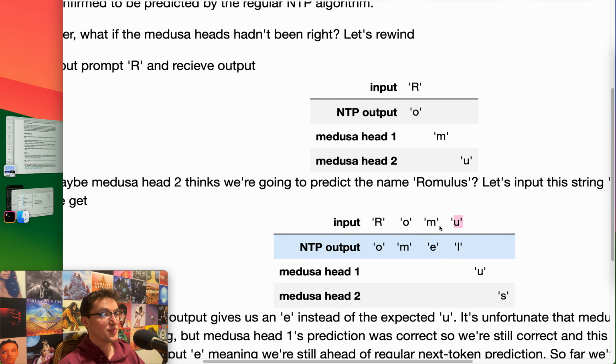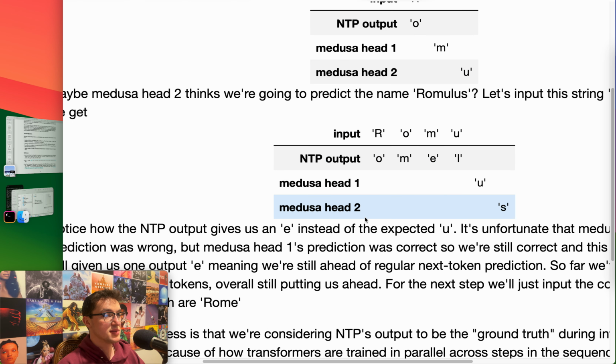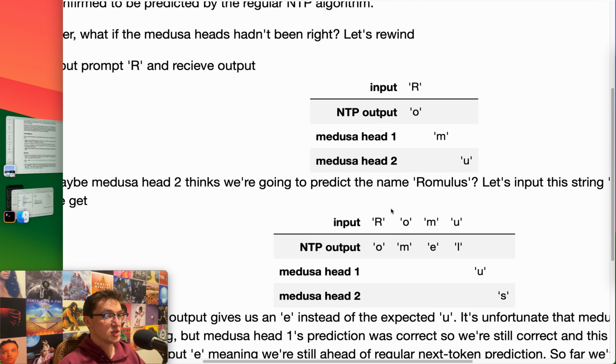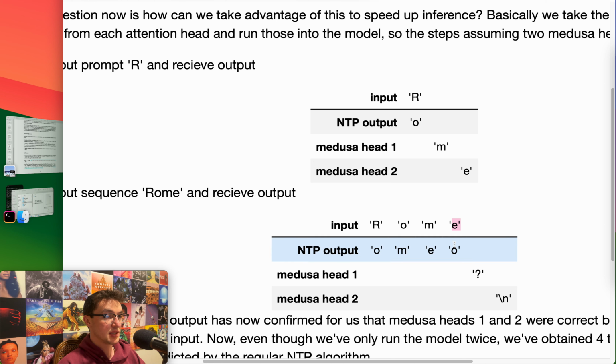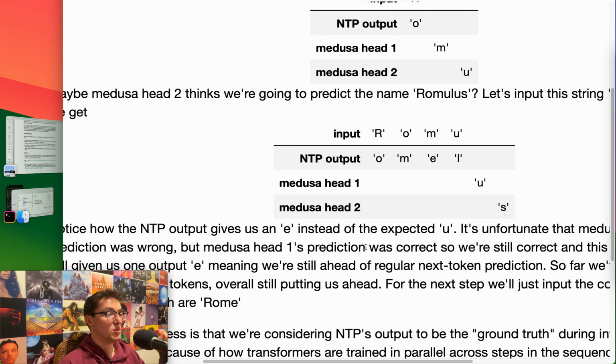So now what we have instead is, whereas earlier we had R-O-M-E-O, five characters off of two runs, now off of these two runs we have R-O-M-E, four characters off of two runs. So whenever the Medusa heads are incorrect, we just get fewer characters per run. But even here, we're still ahead of the game, right? Because of this little piece at the end, U predicting L, or in here it was E predicting O, NTP guarantees we always get at least one token per run. Even if all the Medusa heads are wrong, we will get at least one token guaranteed. So this methodology is at least as fast as regular NTP prediction, right?